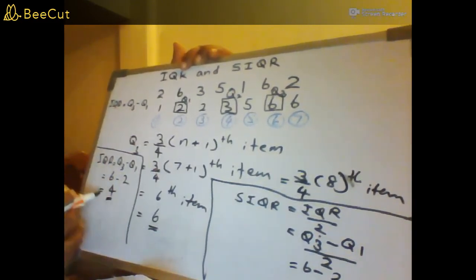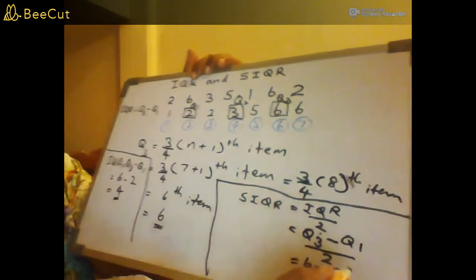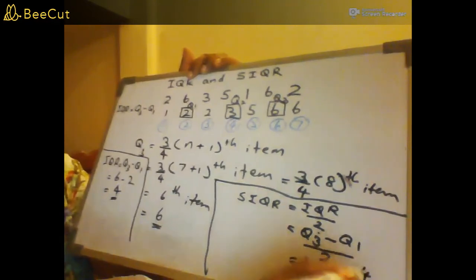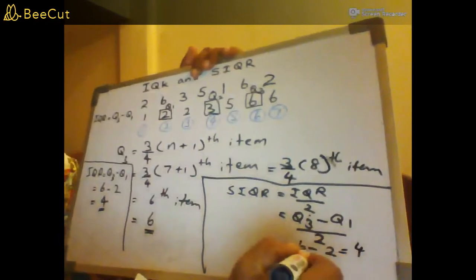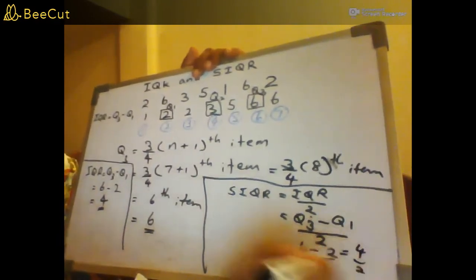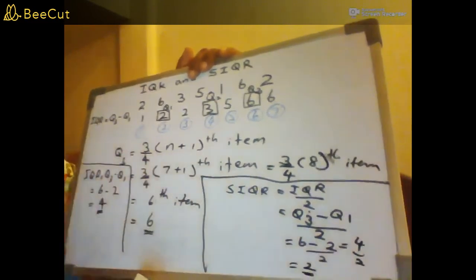Alright, IQR is 4. Now semi-interquartile range is IQR divided by 2. Here it is 4, then 4 divided by 2. SIQR is 2. The answer is 2.